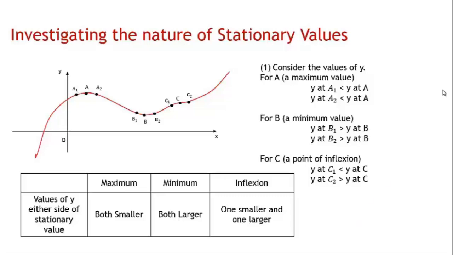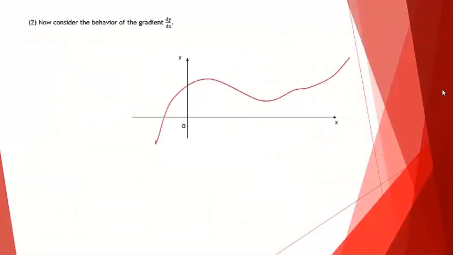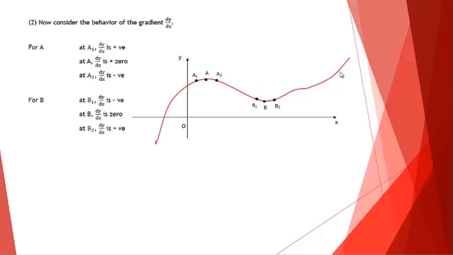Now let's consider the behavior of the gradient dy by dx. For A, at A1, dy by dx is positive, at A, dy by dx is 0, and at A2, dy by dx is negative. For B, at B1, dy by dx is negative, at B, dy by dx is 0, and at B2, dy by dx is positive. For C, at C1, dy by dx is positive, at C, dy by dx is 0, and at C2, dy by dx is positive.